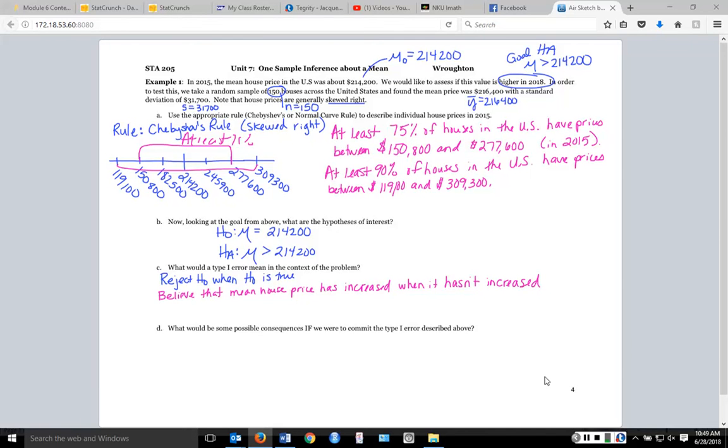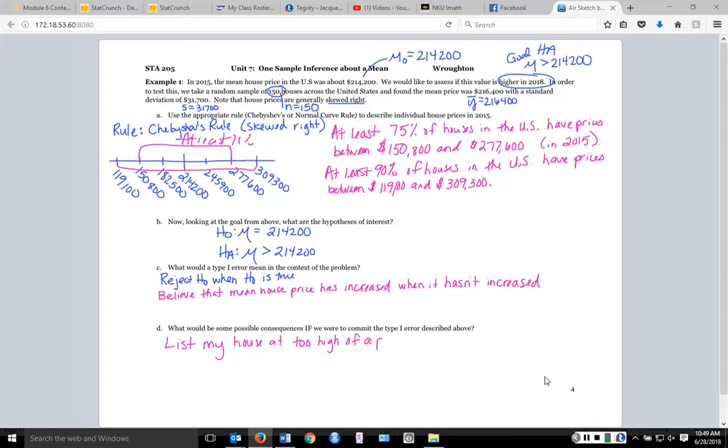All right, so now that we know what that error means, what would be some possible consequences if we did actually commit a type 1 error? All right, so what might we do if we believe that the mean house price has increased? Well, for example, if I want to sell my house, I'm going to list my house possibly at too high of a price.